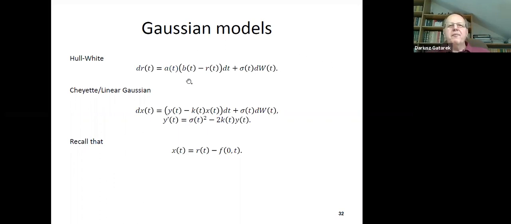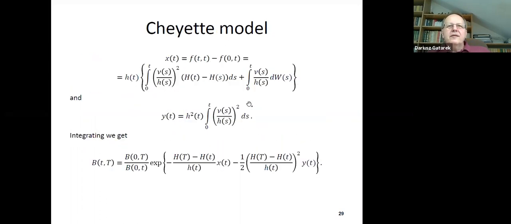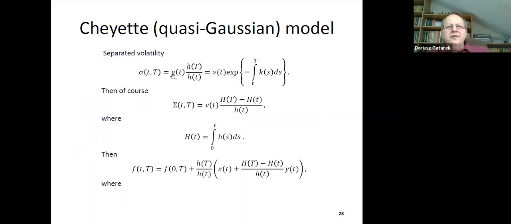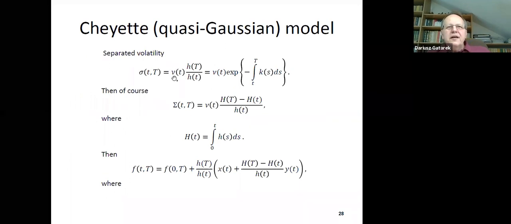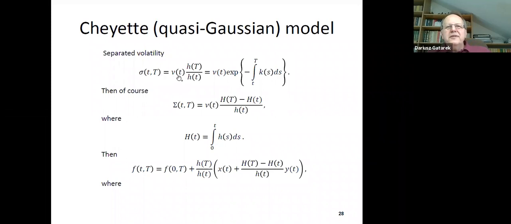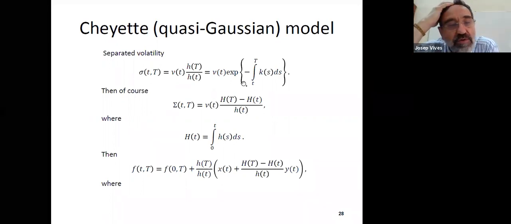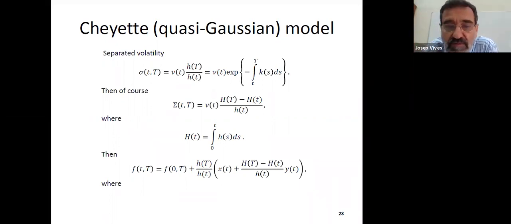We've got here a Cheyette model. I've done several calculations, and in the case of Cheyette, here we assume that the volatility V is deterministic as well. There is another question from the same student. Just a moment. What about A of t? It is calibrated as well.